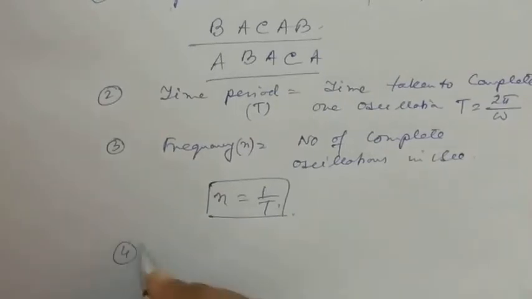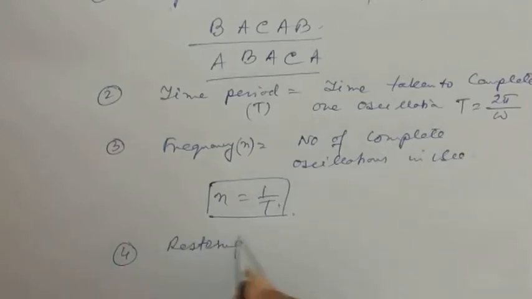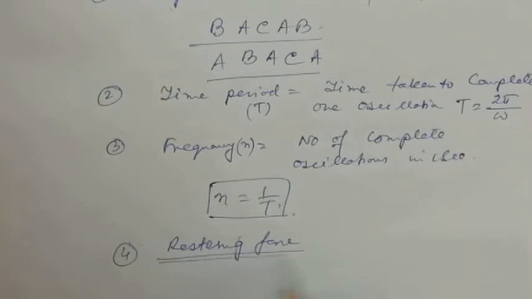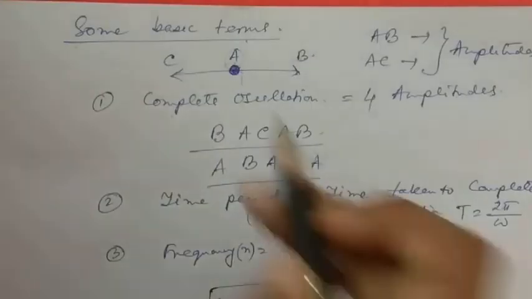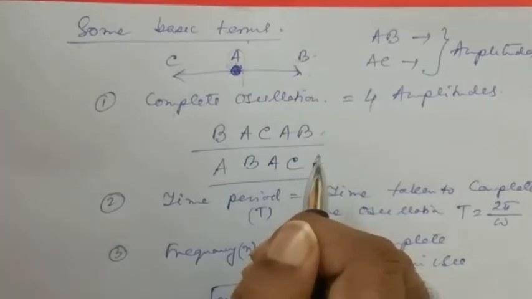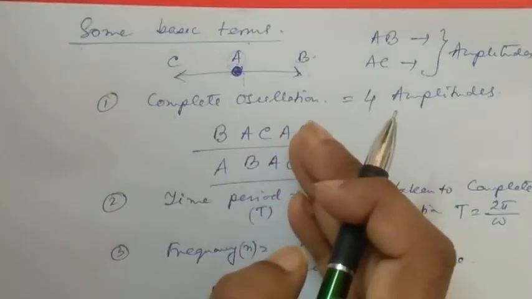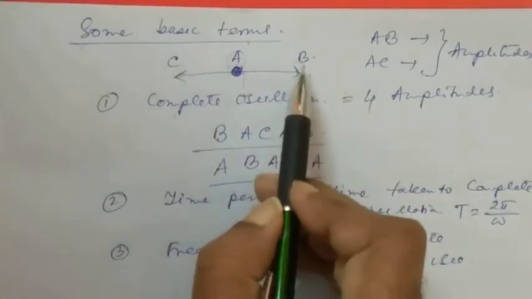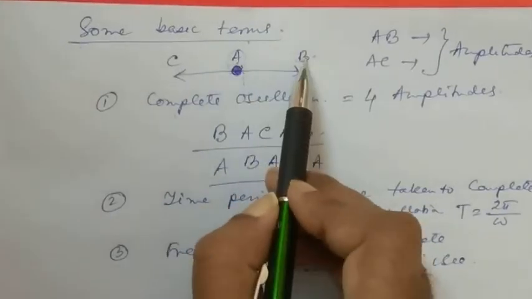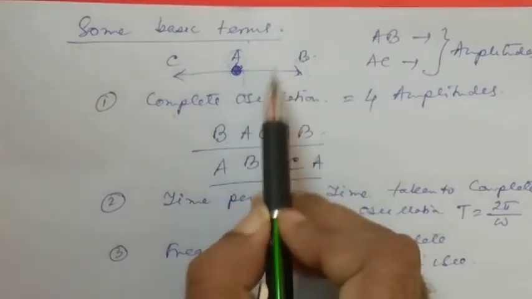The fourth point we can say to be restoring force. Now this is very, very important. That means the particle, when it is moving from A to B and back to A, when the particle returns back to A, it is not doing so on its own. Some restoring force is at play, which is taking the particle back from B to the position A, or rather from the extreme position to the mean position. There is a force acting on the particle which is bringing the particle back to its mean position.